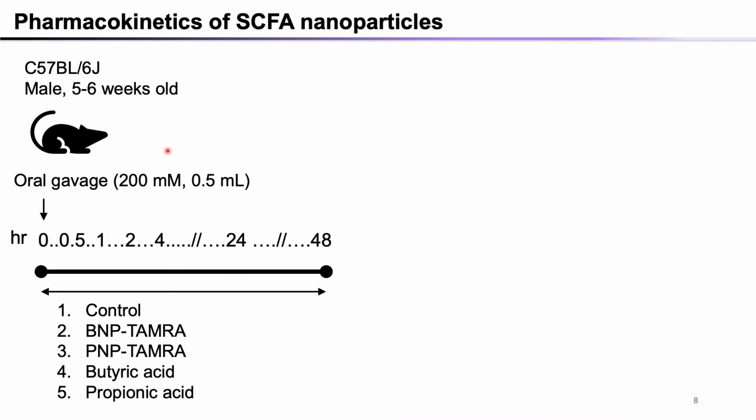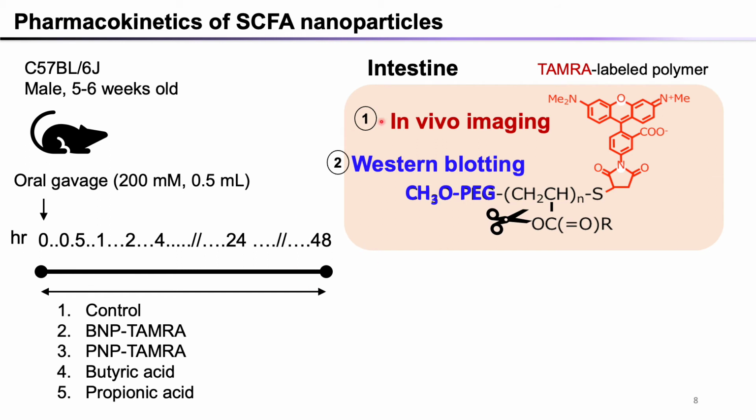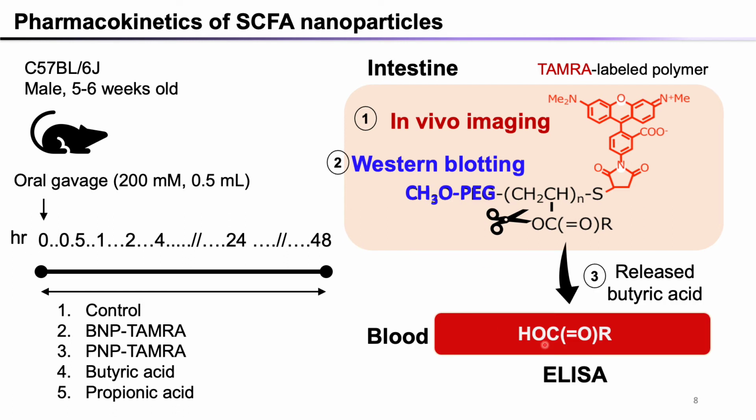So first we conducted the pharmacokinetics of short-chain fatty acid nanoparticle. For that we prepared a polymer which was conjugated with a fluorescent dye, TAMRA, to the polymer backbone. We detected the polymer in the intestine by in vivo imaging and Western blotting of polyethylene glycol. Released short-chain fatty acid was detected by ELISA in the blood.